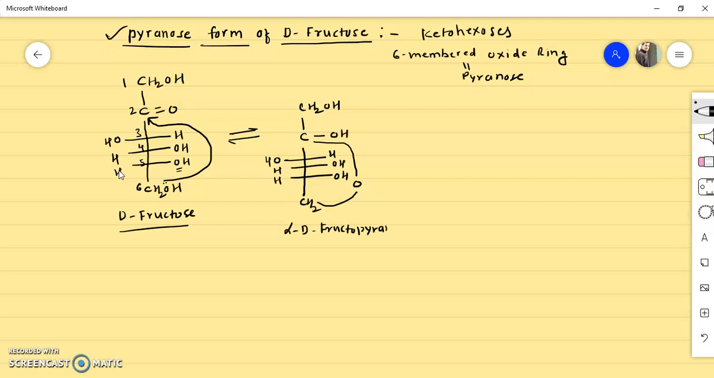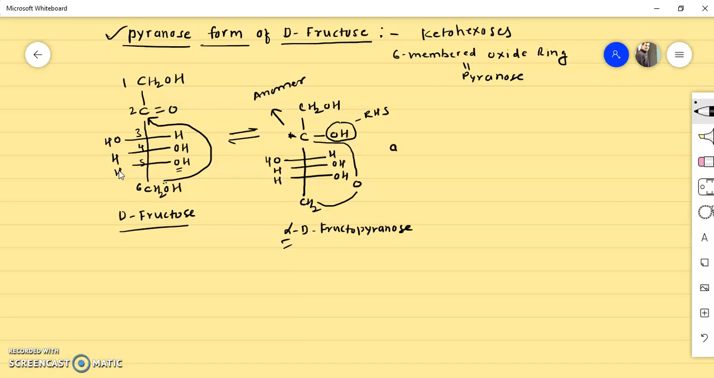Now you know very well why this isomer is known as alpha anomer, because this OH group is on right hand side, that's why it is alpha anomer. And this carbon is known as anomeric carbon because it is attached to 4 different groups. And if the hydroxy group of the anomeric carbon is on right hand side, then that particular anomer is known as alpha D-fructopyranose, or alpha anomer.